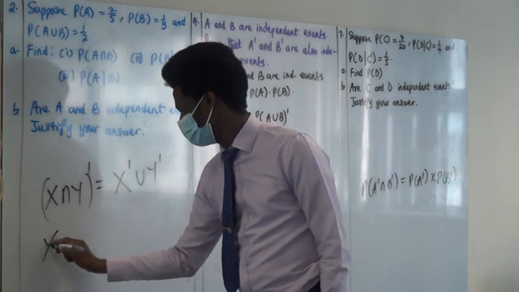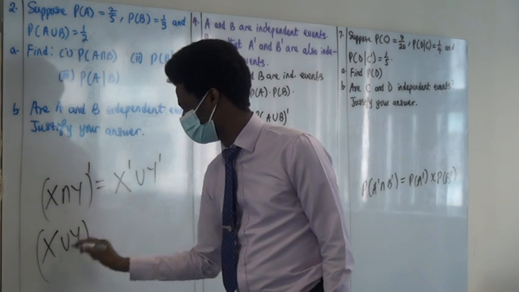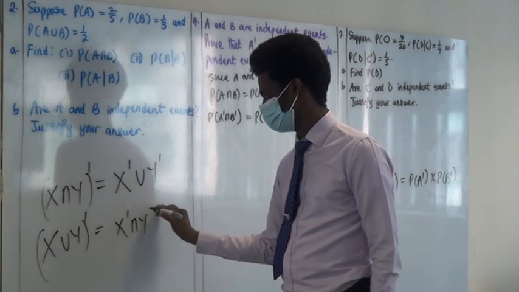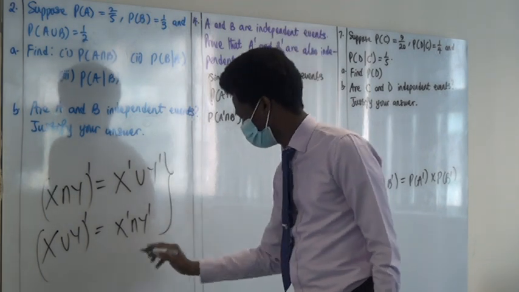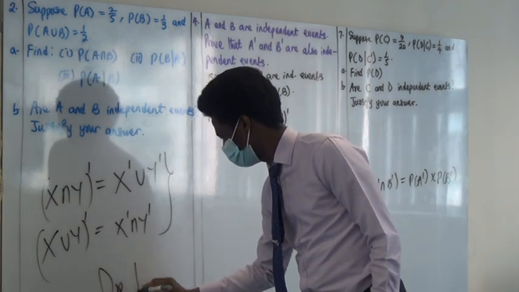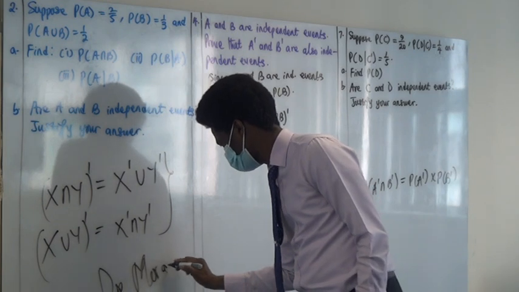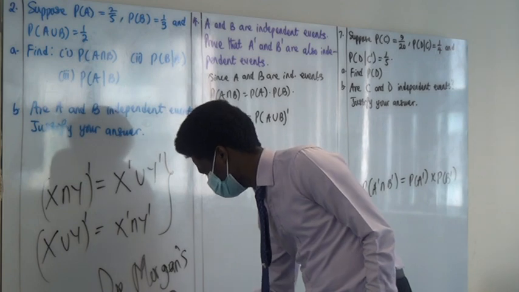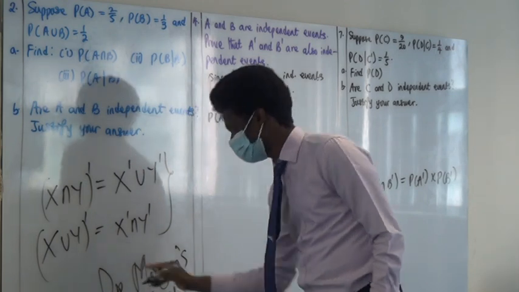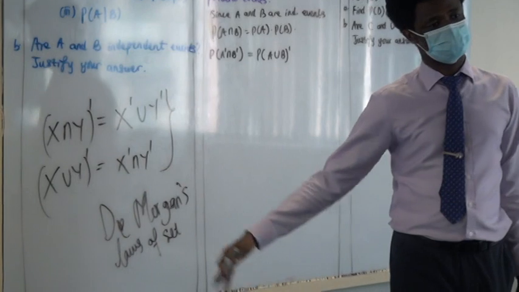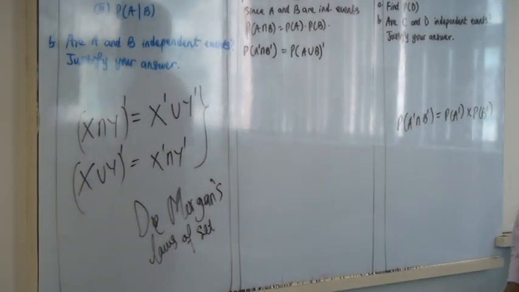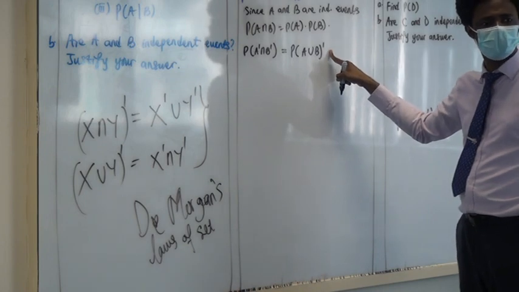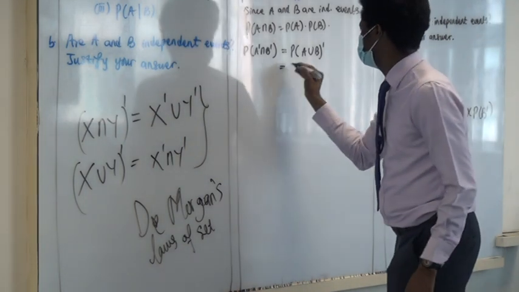And similarly, X union Y all prime is what? X prime. So this is by De Morgan. So we call this De Morgan's laws of sets. And it can extend to more than two. So you can use De Morgan's law first. How can you express this?